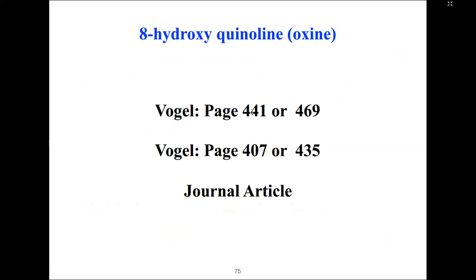the page number is either 441 or 469, depending on which book or what pattern you have used. Like in PDF, the page number could be 441 in the real book. However, in the PDF, it will be a different page. So one of these, and it is in two different places. The first one is in the 441 range, and the other one is in the 407 range. Okay, and I'll first show you the journal article, and then I'll go into the book part.